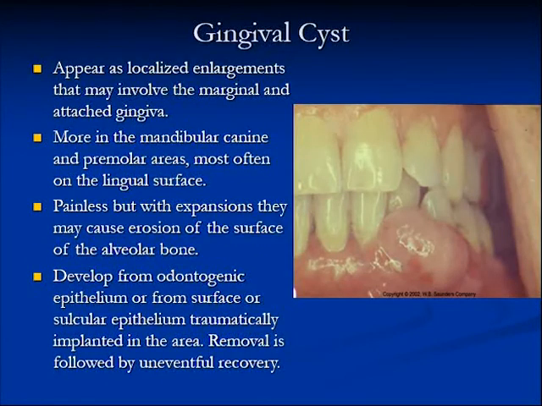Next is gingival cysts. These cysts are of developmental origin. They occur in the mandibular canine and premolar areas, most often on the lingual surface. They appear as localized enlargements that may involve the marginal and attached gingiva. They are painless, but with expansion, they may cause erosion of the surface of the alveolar bone. The cysts develop from the odontogenic epithelium or from surface or circular epithelium traumatically implanted in the area.